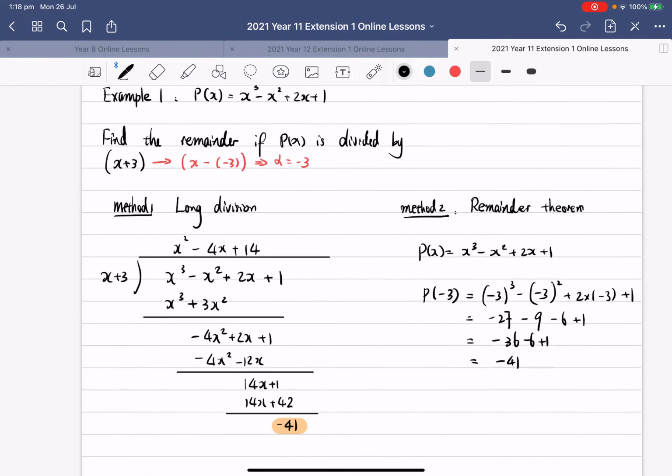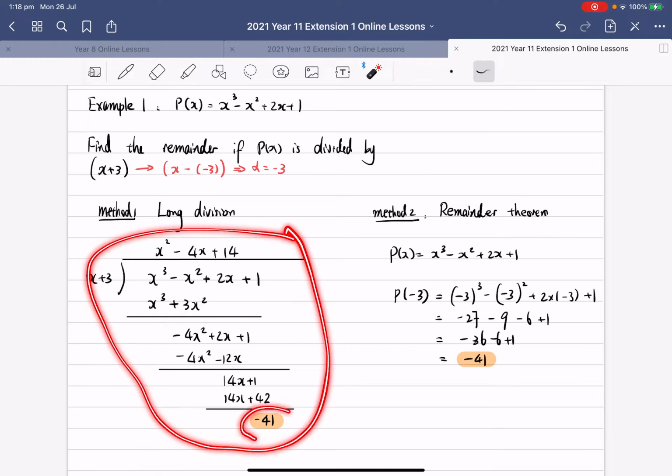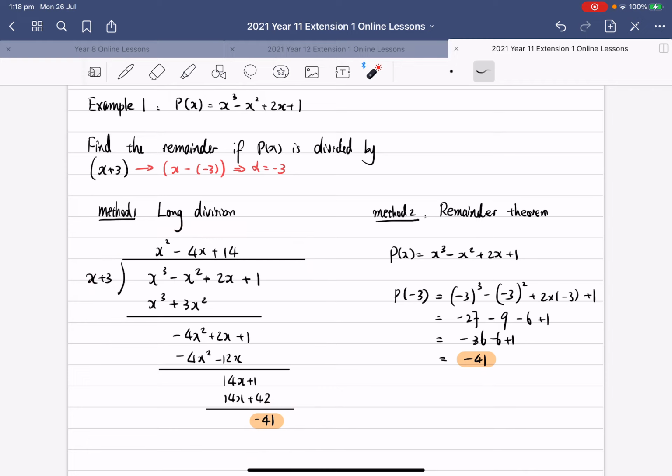So as you can see here, if you don't make a mistake, it's much easier using the remainder theorem to find the remainder instead of using long division, going through the entire process to find out what the remainder is. It's much more convenient and fast to just substitute the numbers inside p of x, and we get a remainder equal to negative 41 straight away.